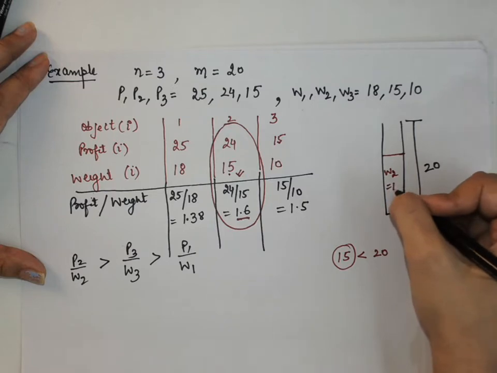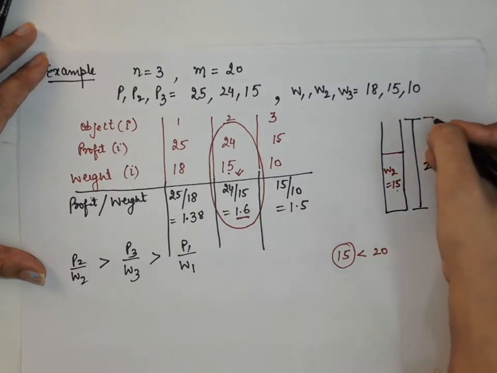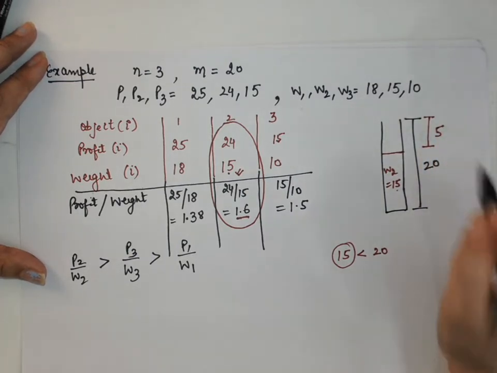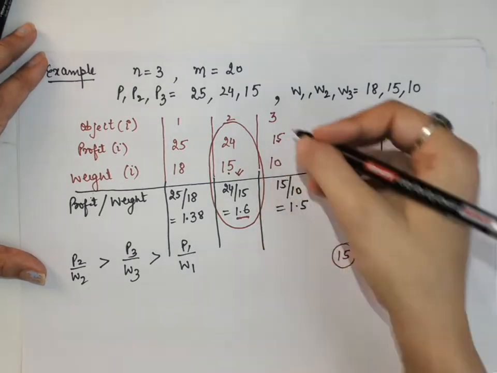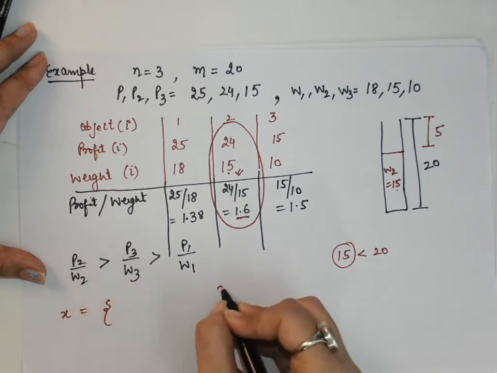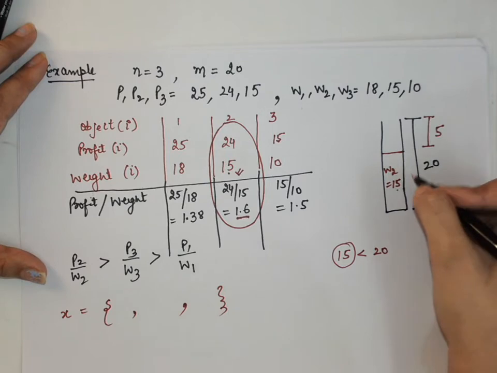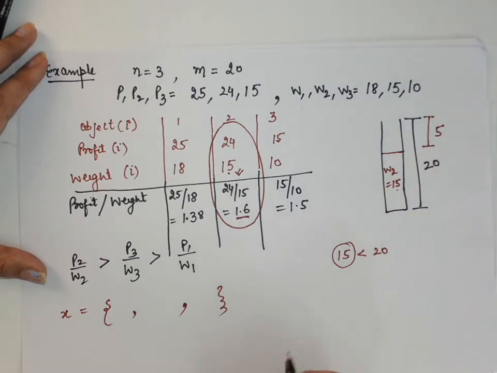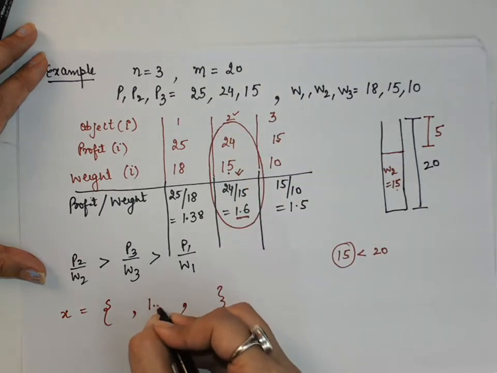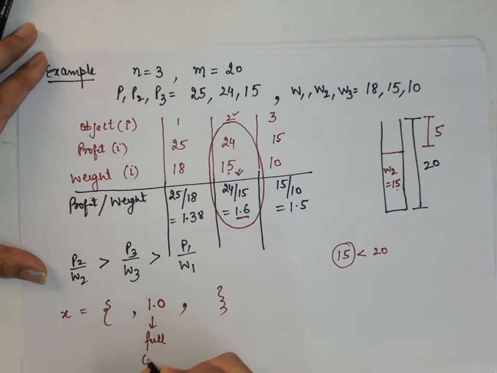So I have accommodated this weight of item 2, that is equal to 15, in my knapsack. What is my left out space here? It is 5. 5 units are left. Now next item, so this is my solution vector that I have to calculate. So I have put the full item into my knapsack, that is object number 2. So that would be 1. 1 means full consideration.